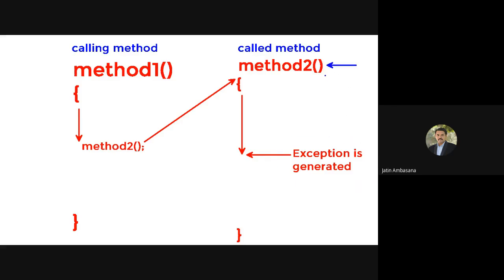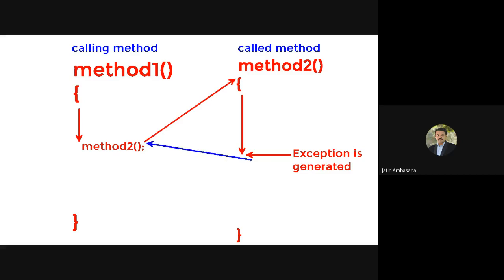it just throws the exception. That can be declared inside its signature itself. And if it's declared, then method 1 will have to handle it. Or it's better that method 1 handles this call using exception handling techniques. Otherwise, what would happen?